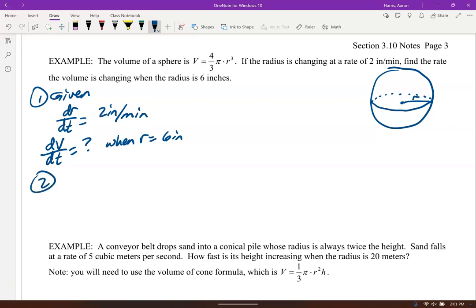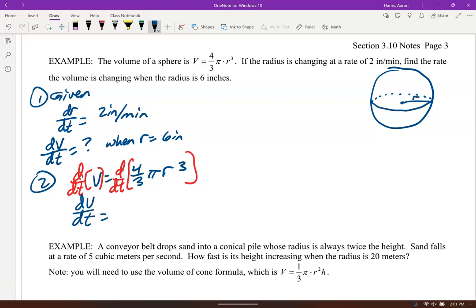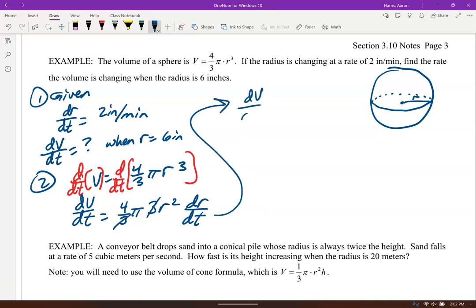Well, we know our volume is 4/3 pi r cubed. So if we take the derivative with respect to time on both sides, we have dV/dt equals 4/3 pi stays there, 3r squared dr/dt. Notice the 3's cancel. So our dV/dt would be 4 pi r squared dr/dt.